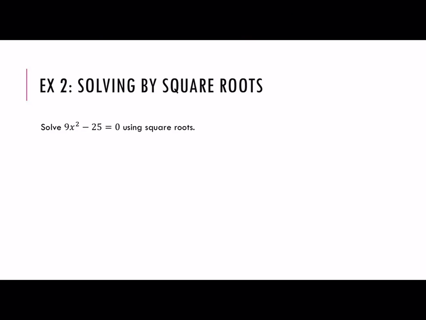Alright, so that describes how to simplify square roots, and then let's go on and look at a few examples of solving by square roots. So here's an example, and this is a part 2 of something we've talked about before. So basically your process for solving by square roots, we talked about converting first into vertex form.